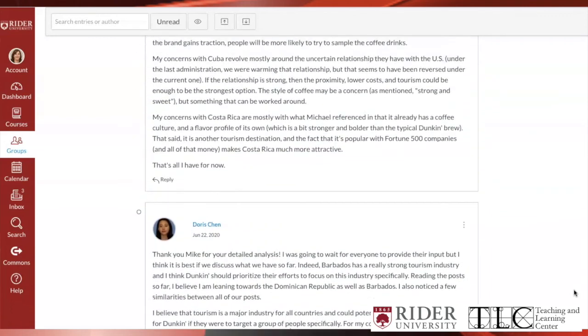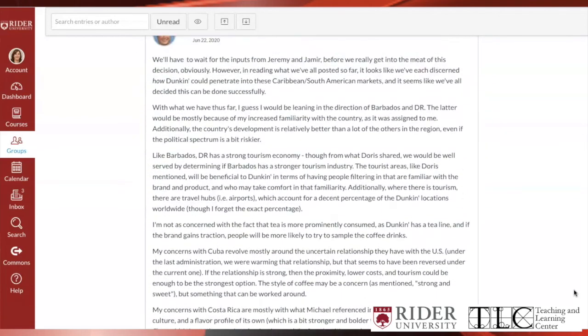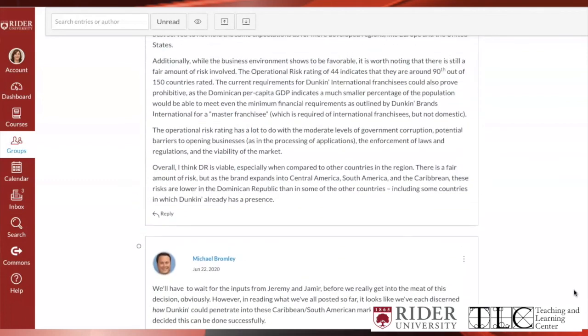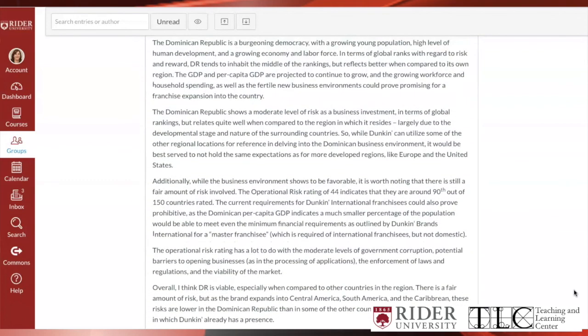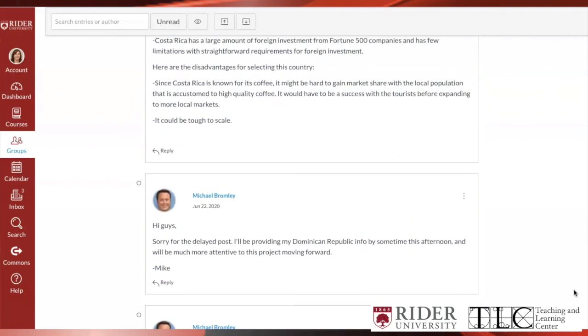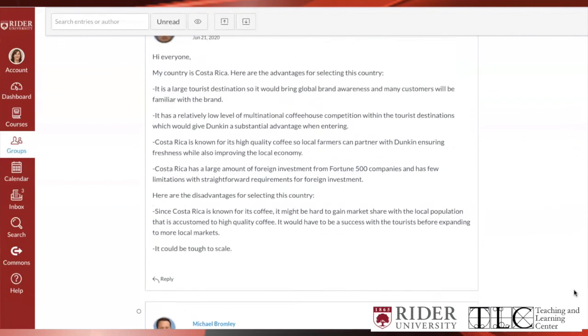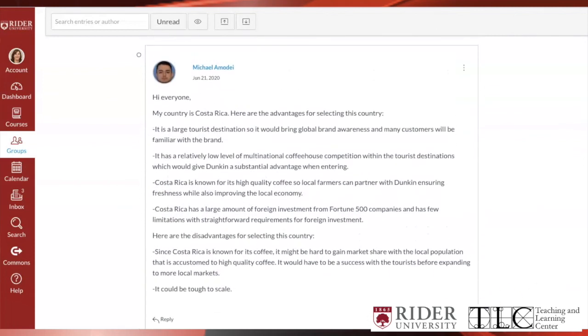And then this team went beyond what my requirements were for the discussion board, and they actually continued to use the discussion board as they developed their presentation and their marketing strategy. So they continued to use it as a resource for collaboration. So that is my tip.